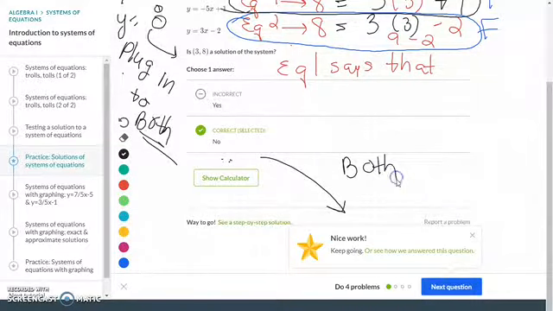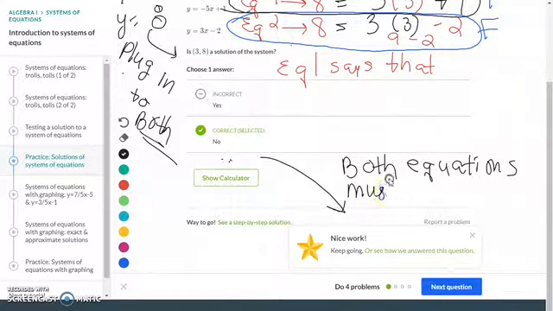And I'm declaring for myself, in case this was a read, think, and explain problem and you had to explain why you chose no, you would say, well, both equations are definitely false, and they must have the same equal value and be true statements.